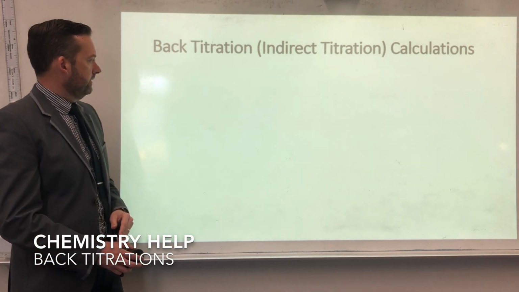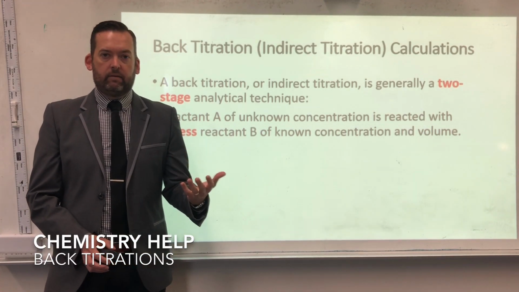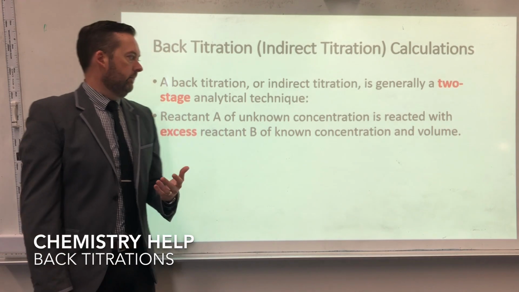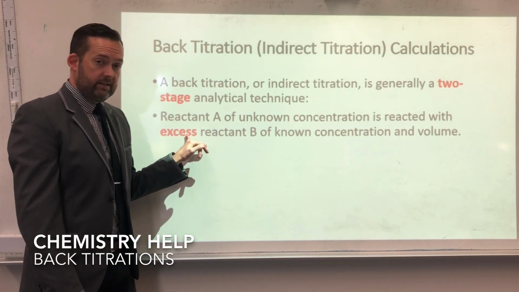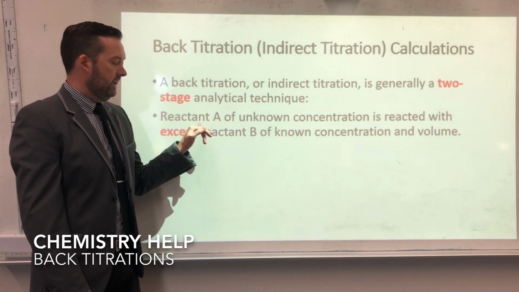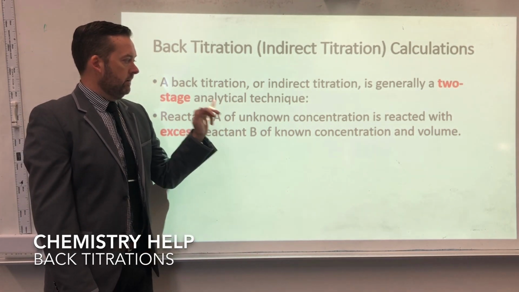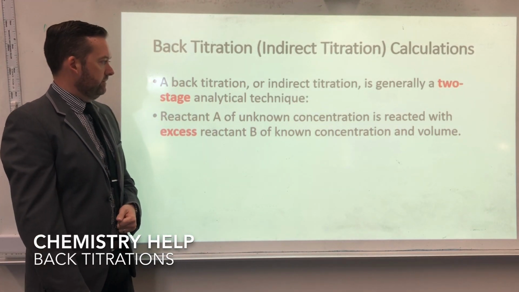Okay, so the first thing. First of all, you have a reactant A. We'll talk about what reactant A will be in a second. And we don't know its concentration. It's reacted with an excess. This is the key to the back titration concept. It's an excess of a reactant. But we do know its concentration and volume, so we know exactly about this particular substance.